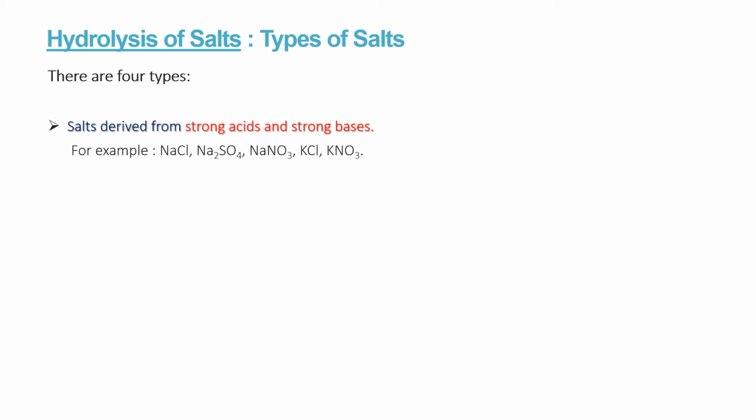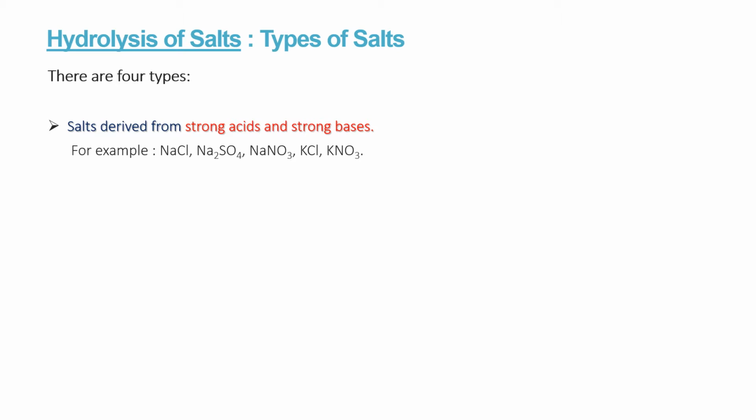Now see this example, NaCl. NaCl is formed due to the reaction between NaOH and your HCl. See, NaOH is a strong base and HCl is a strong acid. As we know, that is why this is strong acid or strong base, because they dissociate completely in water.